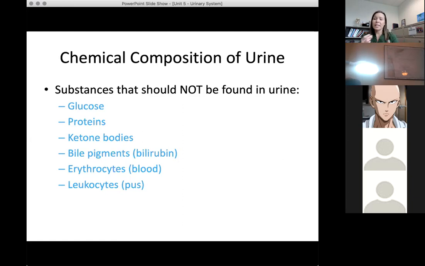Ketone bodies or ketones. Causes could be starvation, certain diets, like a really low carb diet. And you can also see this sometimes with diabetes if you're not treating it or if it's undiagnosed. Bile pigments. If you're seeing bile pigment like bilirubin, then that can indicate liver disease or an obstruction in the bile ducts.